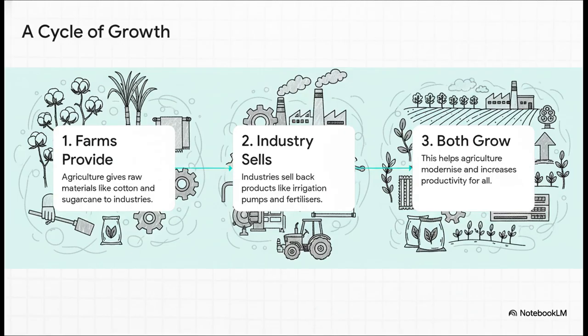Simple enough. Step 2, industries use these materials, but they also manufacture things for farmers, like irrigation pumps, fertilizers, and tractors. And then, step 3, these industrial products help farmers to modernize their work and grow more crops, which, in turn, provides even more raw materials for industry. You see, it's a cycle where they both help each other grow stronger.